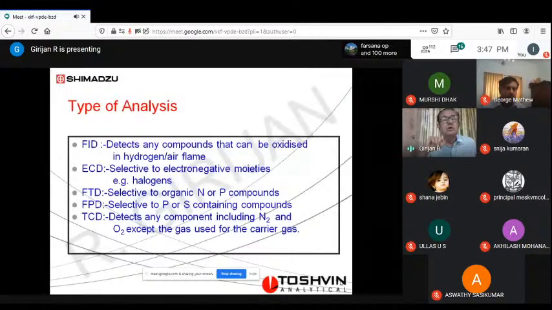With this detector you have to be very careful. It contains a radioactive isotope, nickel-63. And then you have to take a lot of precautions. Otherwise, if it gets contaminated, it's a major problem for you.